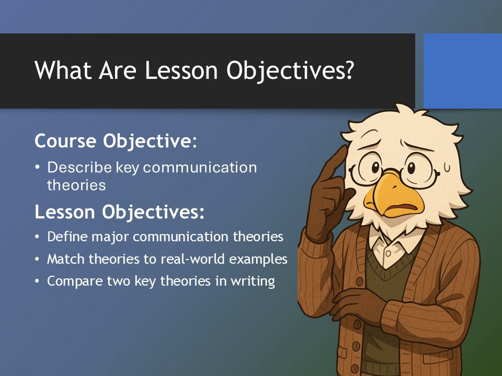Here's one of my course objectives again. Describe key communication theories. That's a broad goal, so I asked myself, what do students need to practice along the way? I broke it down into lesson objectives like define major communication theories, match theories to real-world examples, compare two key theories in writing. Each one supports the bigger outcome. Together, they build up the skills students need.